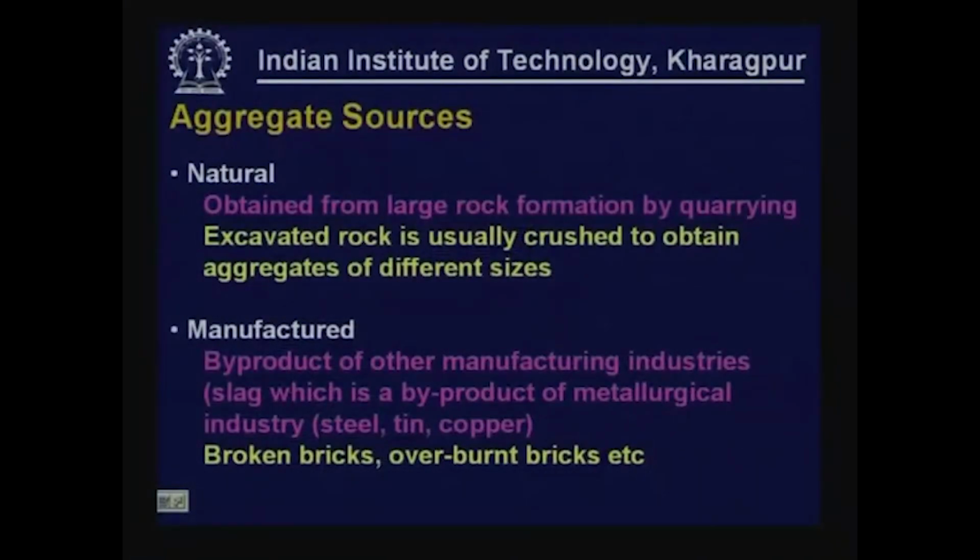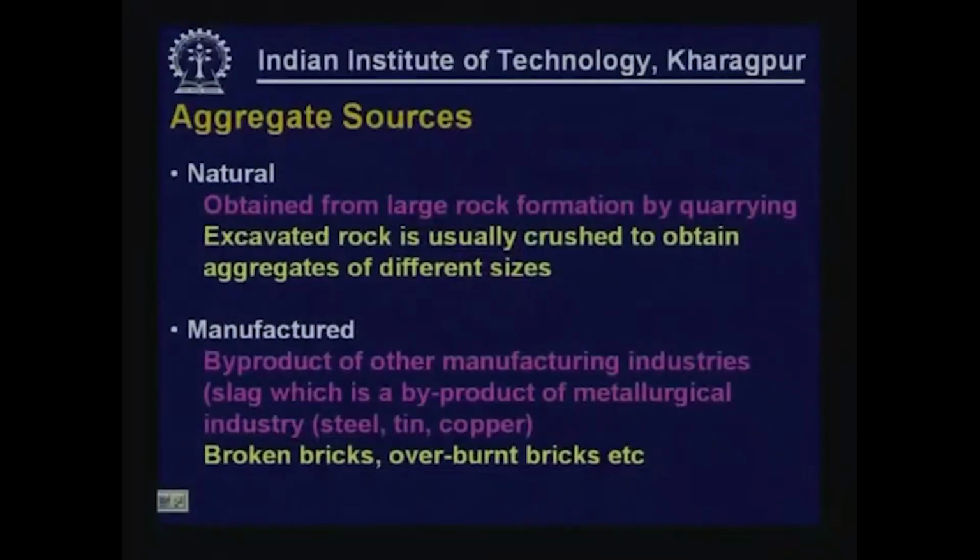Aggregates are available from various sources. They can be classified as natural sources or manufactured sources. Natural aggregates are obtained from large rock formations. These are obtained by quarrying this rock, and this excavated rock is usually crushed to obtain aggregates of different sizes, because for different structural members we use aggregates of different sizes, or even in a particular structural member we use different proportions of aggregates of different sizes.